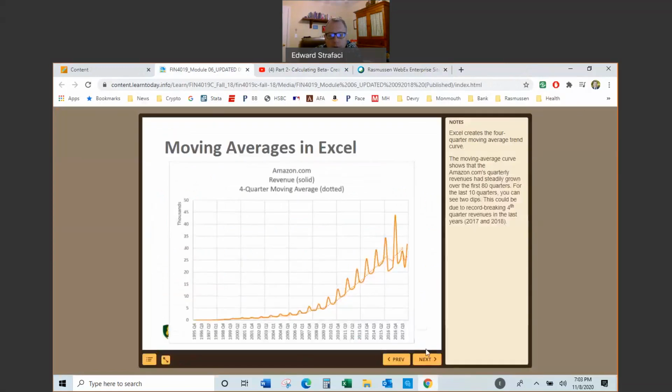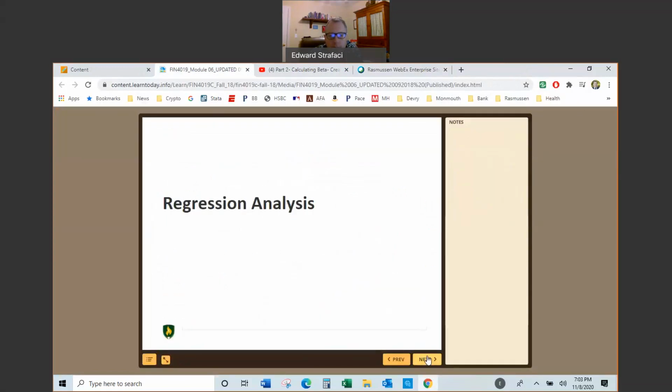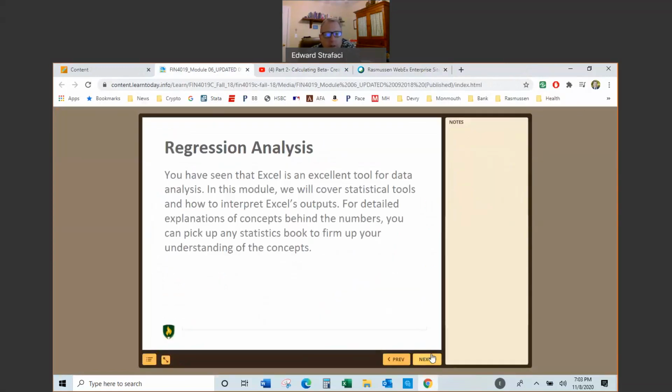So moving on, the next thing we'd want to look at is regression analysis. Excel is an excellent tool for data analysis, and as I showed you in the past, you can download the data pack and get a regression analysis. What we're really trying to do with regression analysis is compare the relationship between two or more variables. We line up the X variables, we line up the Y variables, and we plot them against each other.